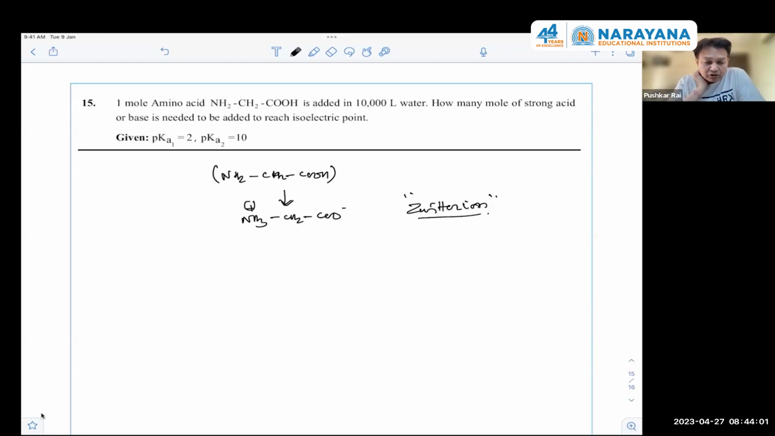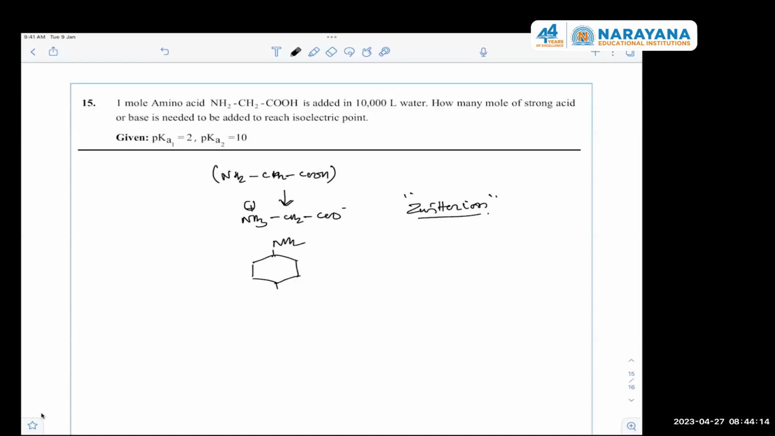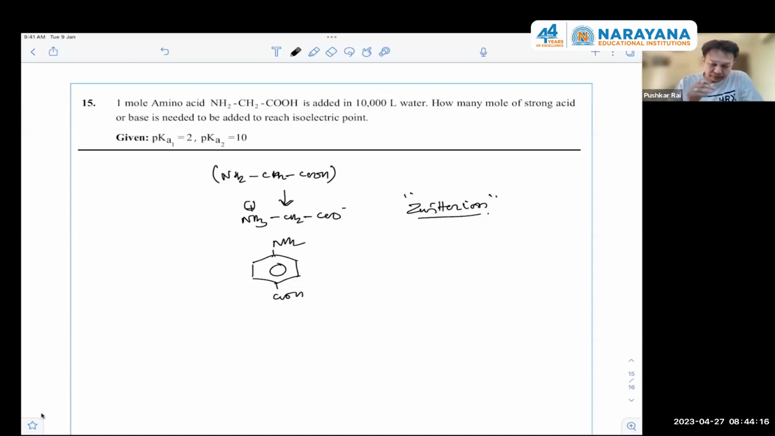But can you tell me one of the substances which does not want to go into the Zwitter ionic form? Just general knowledge. Do you know this, that this does not want to go into the Zwitter ionic form? No, sir. Isn't it? Do you know this? You must know this.